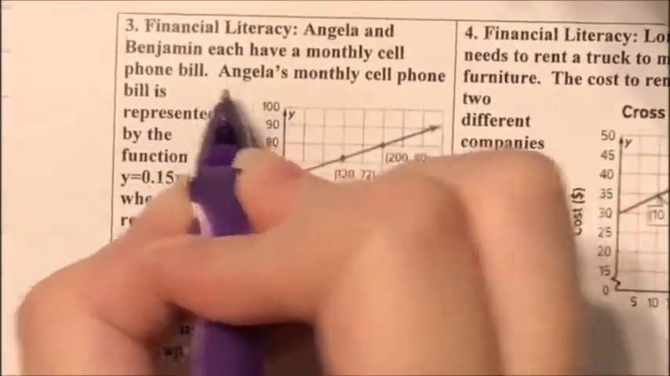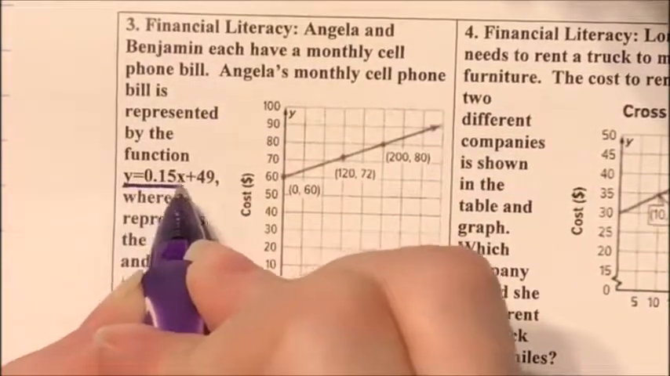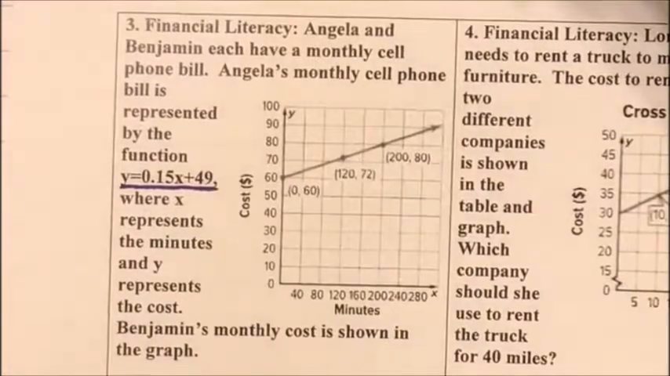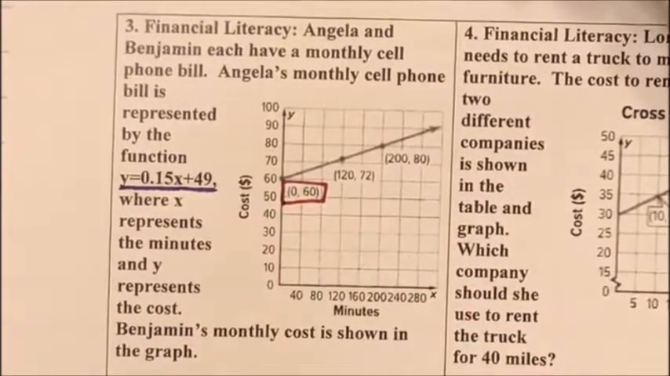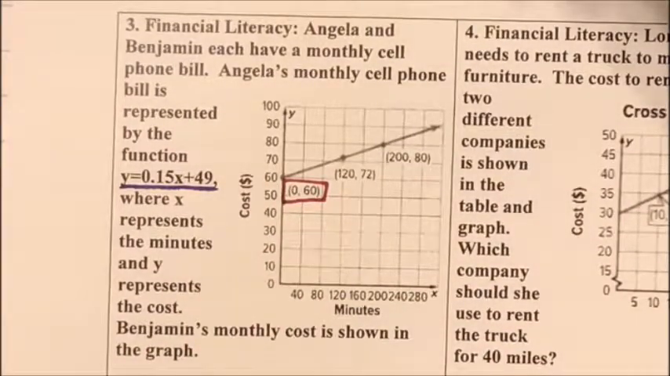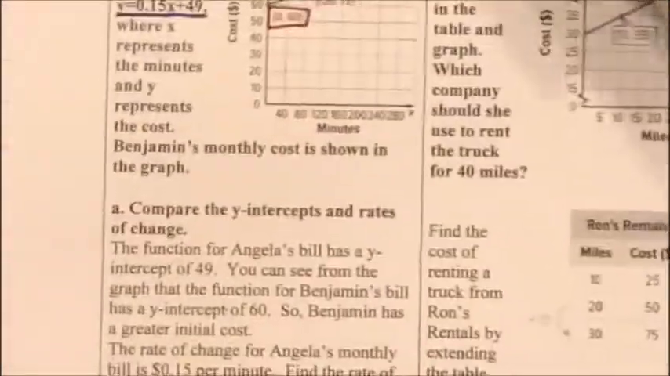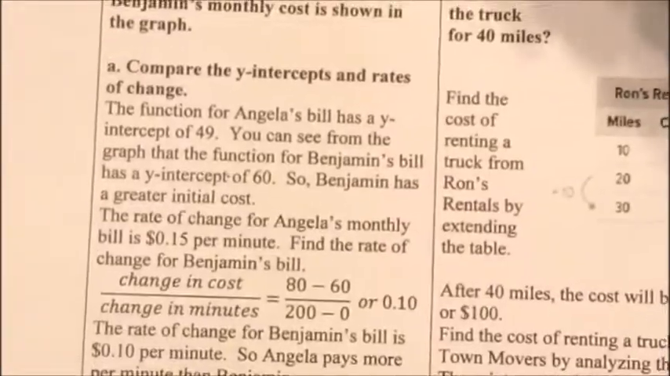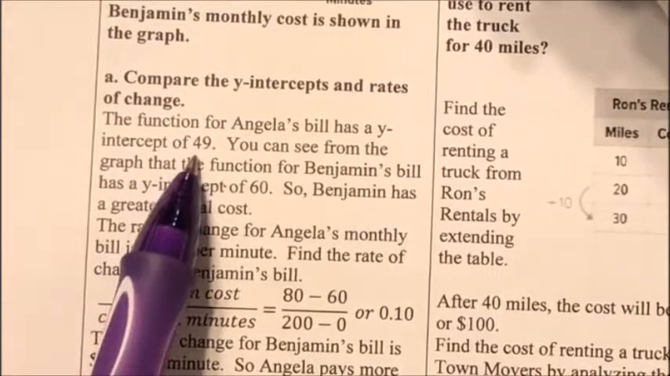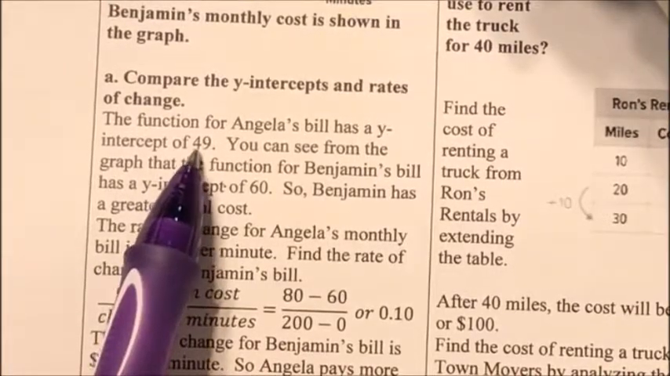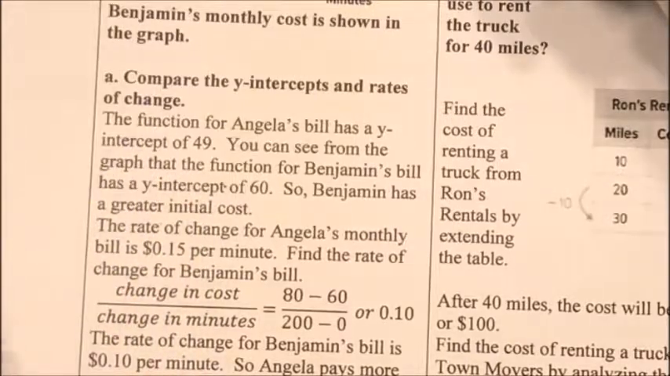Angela's monthly cell phone bill is represented by the function y equals 0.15x plus 49, where x represents the minutes and y represents the cost. Benjamin's monthly cost is shown in the graph. So this tells me his cost for the first one. Okay. So A says compare the y-intercepts and rates of change. The function for Angela's bill has a y-intercept of 49. So all I did was I took 0 into the function and applied 0 in for x. So 0.15 times 0 is 0 plus 49 is 49.